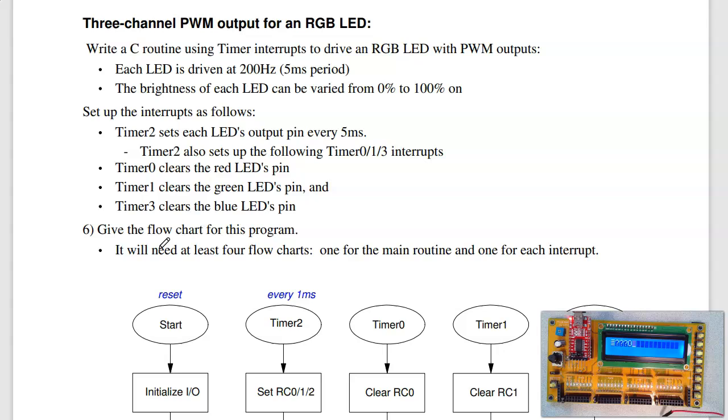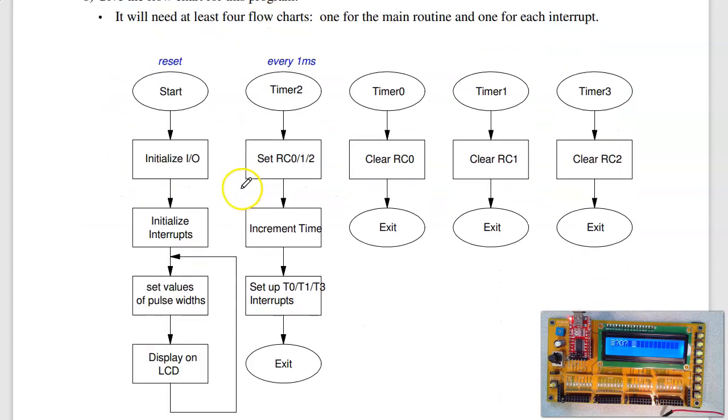Problem 6. Now let's use PWM to output 3 different voltages at the same time. To do that, for the flowchart, each interrupt has its own flowchart. The main routine just keeps on looping, setting the values of the pulse width, displaying on the LCD. Timer 2 interrupts every millisecond. It sets RC0, 1, and 2, and then sets up the subsequent interrupt for timer 0, 1, and 3. So this is the set. That's on timer 2. Then sometime later, these interrupts kick in and clear. So by varying this time, I can vary the pulse width.